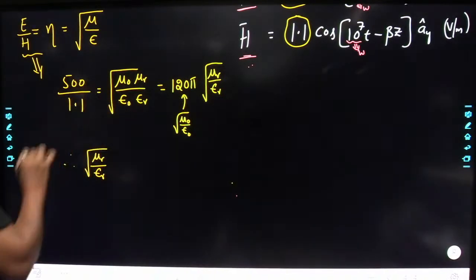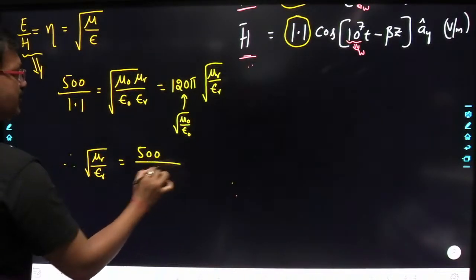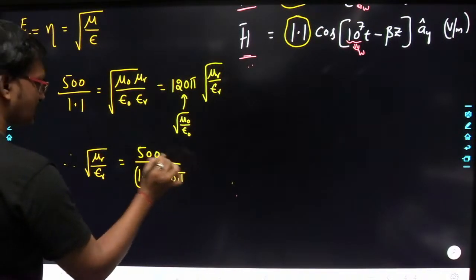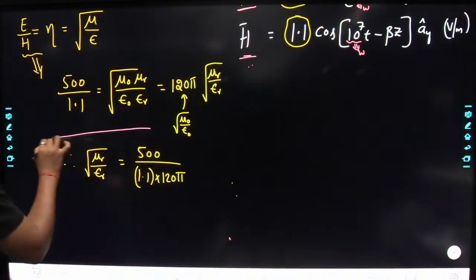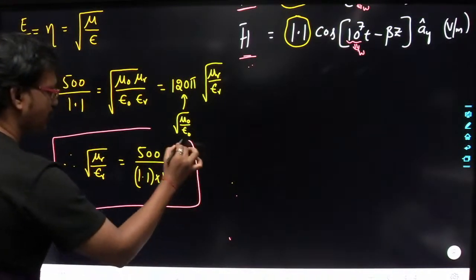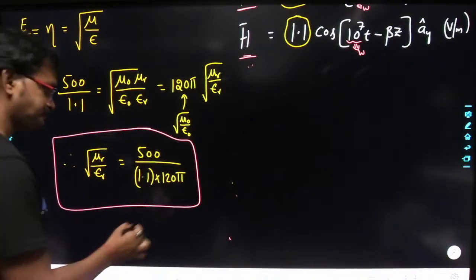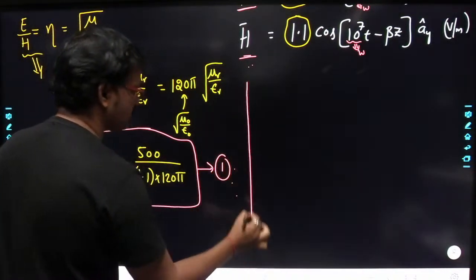So from here, the square root of mu r by epsilon r is equal to 500 divided by 1.1 into 120 pi. This is the expression I got for the square root of mu r by epsilon r: 500 by 1.1 into 120 pi. I am keeping this as equation 1.